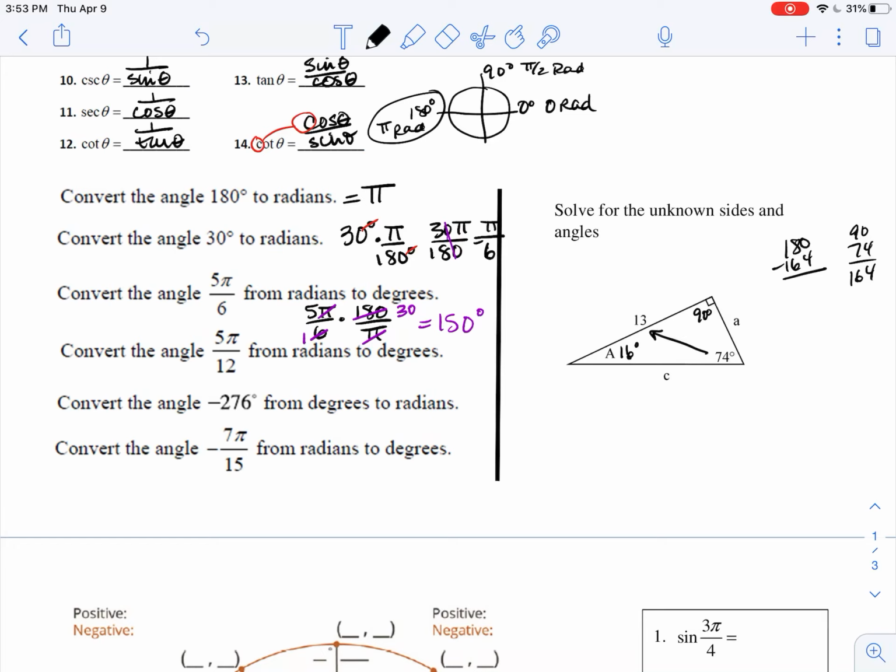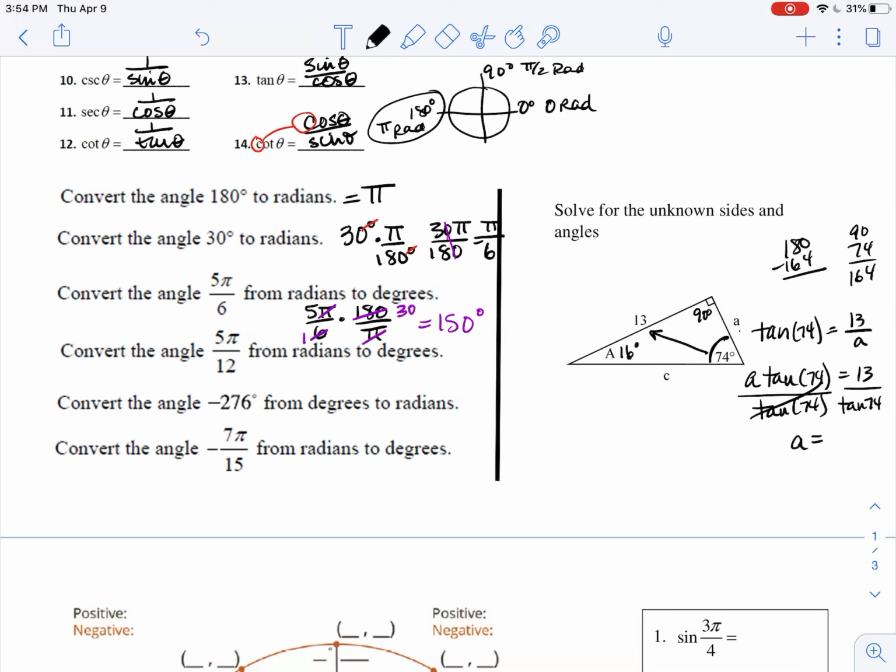Next, we need to find either A or C. So from one of the acute angles, and it doesn't matter, since I'm given angle of 74 degrees, opposite over adjacent to find side A. So I'll set up my ratio. Tangent of the angle is equal to 13 over A. And then we just need to manipulate this and isolate the A. So I'm going to multiply both sides by A. And then divide both sides by tangent 74 to isolate the A.